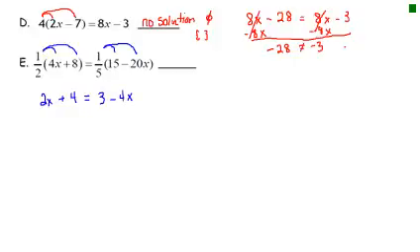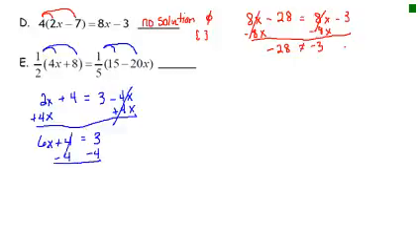Move the variables over to the left side. So to get rid of that minus 4x, we're going to add 4x to both sides. Those cancel out. That gives you 6x plus 4 equals 3. Subtract 4 on both sides. 3 minus 4 gives you negative 1. Divide both sides by 6, and we get x equals negative 1 over 6. So for letter E, our answer is x equals negative 1/6.